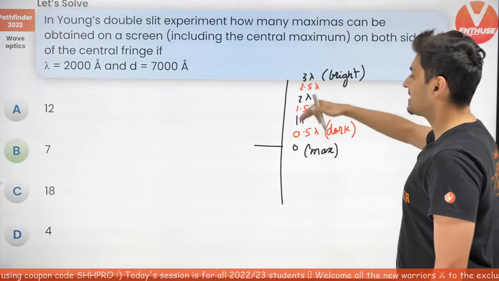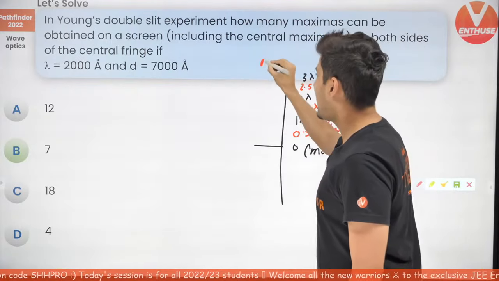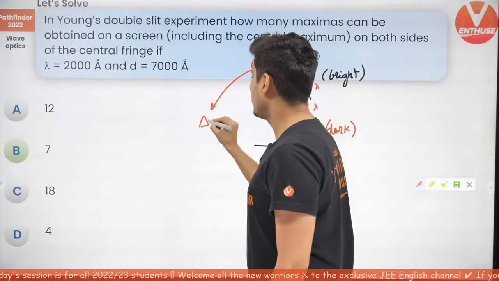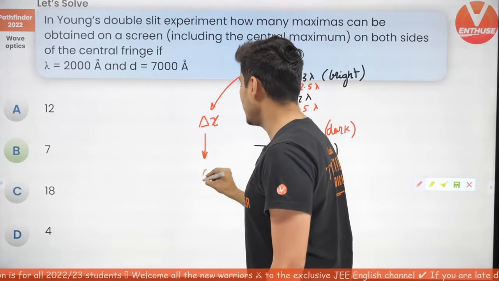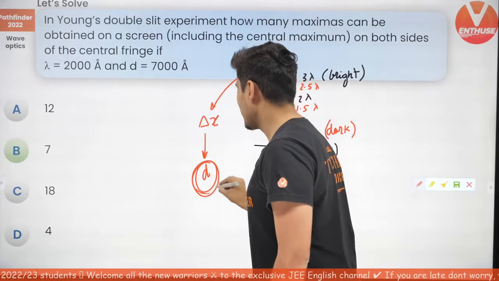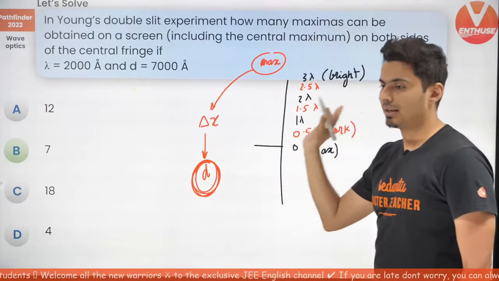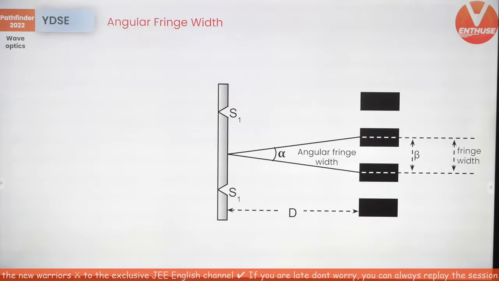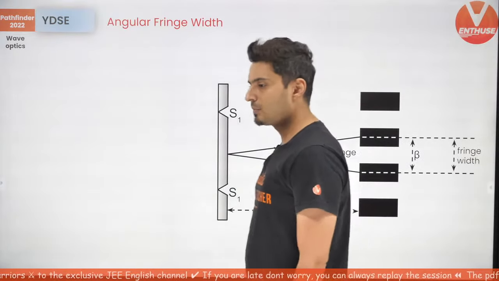Count how many such things can be there, because the max value of delta x, remember this, is always tending towards small d. So it can only go till small d, nothing more than that. That's the trick you need to remember. Fair enough. Let's move ahead.